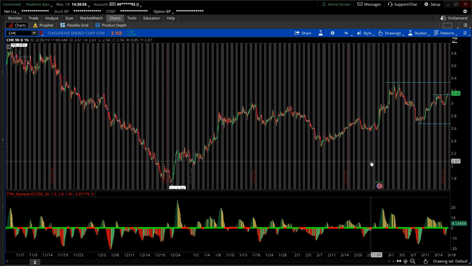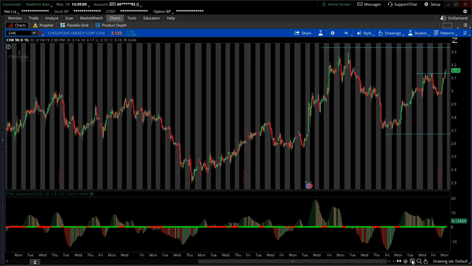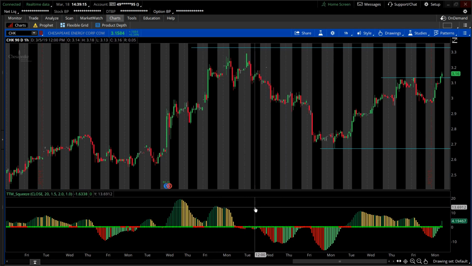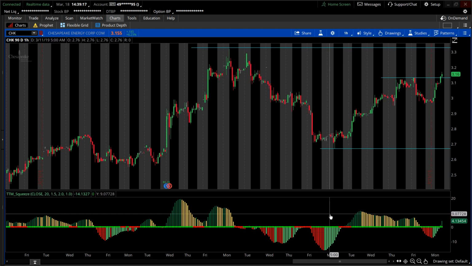The TTM Squeeze was designed by John Carter. He came up with the system of letting you know when the market is in a squeeze and when the market is going up and down through its cycles. He came up with a bunch of good stuff. This one, I changed the colors of them. Normally they're yellow, red, and green, and light blue, dark blue. But I changed the colors to kind of make it easier to match something that I'm working on.